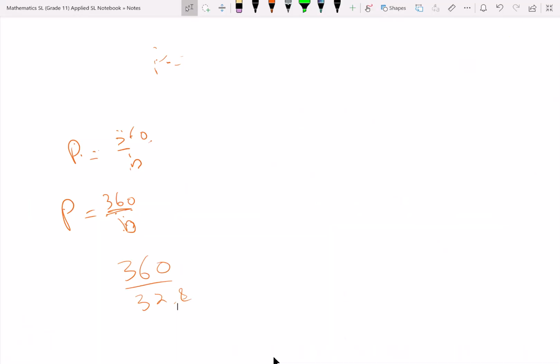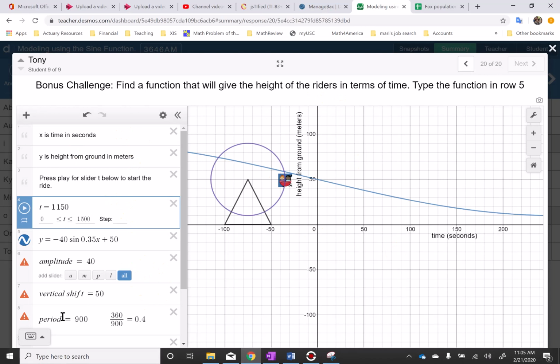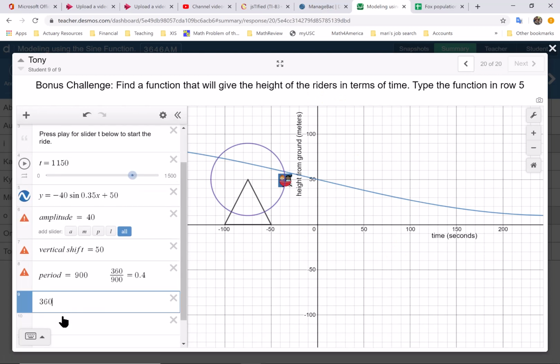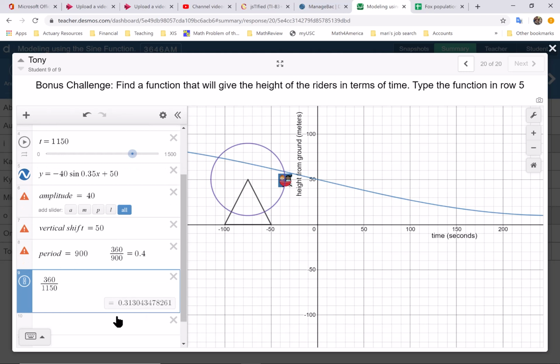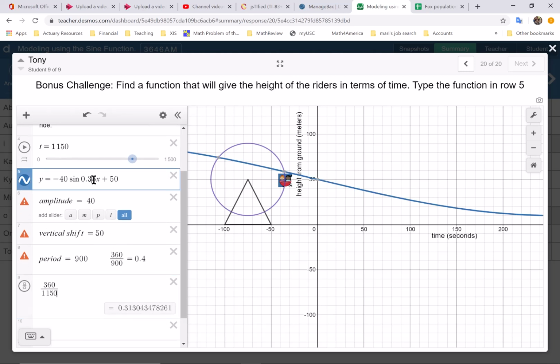So remember that the period equals 360 over b. In this case, this is 1150. And so 1150 b equals 360. Therefore, b equals 360 over 1150, right? So if I do that down here, 360 divided by 1150, we get 0.313, right? So we could actually modify this a little bit better, 0.313, and maybe it'll even fit better then, right? Let's go back and see.